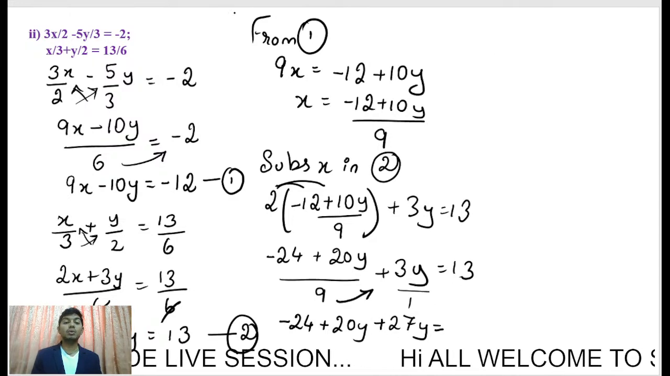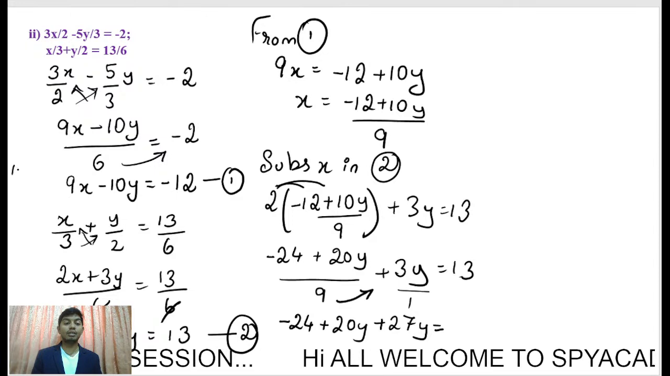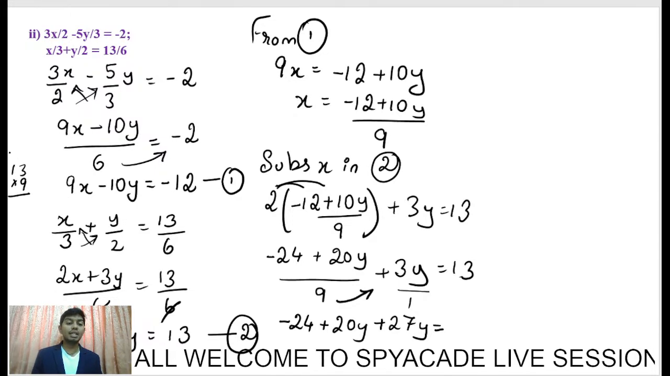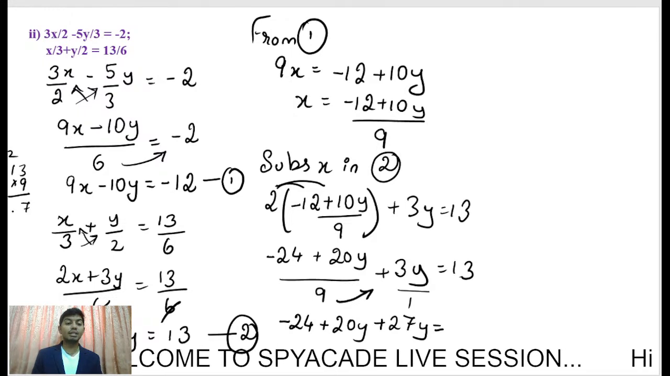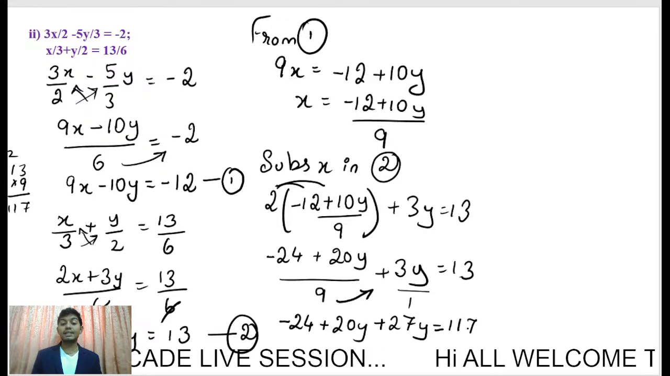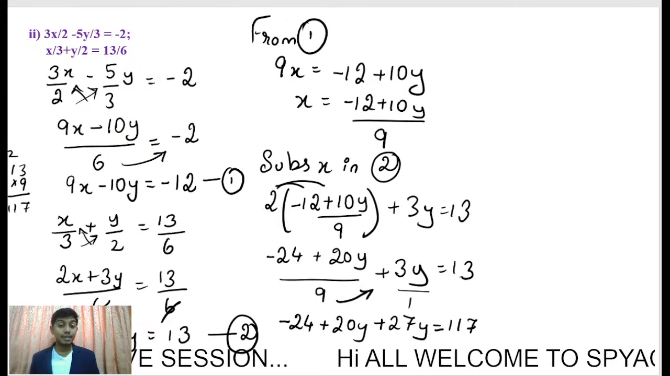So 13. So 13 into 9, how much will you get? 13 into 9, just multiply. 3 9s are 27 and then 11. It's 117. You are getting 117. Hope it is clear for everyone.